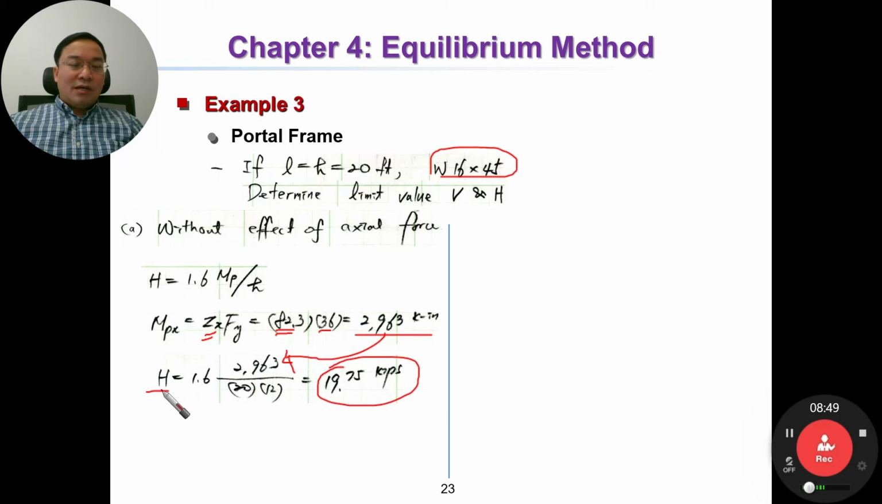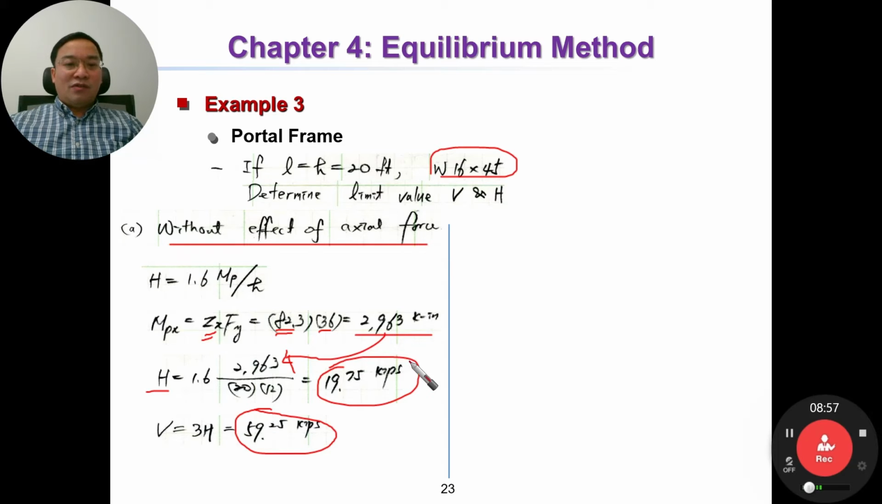And because we have H, then we have V, 3 times of H equal to this one. Very simple, right? So without the effect of axial force, we can calculate H and V. Very simple. Okay, so please remember here in the column, in the structure, in the frame, we should consider the weak axis.